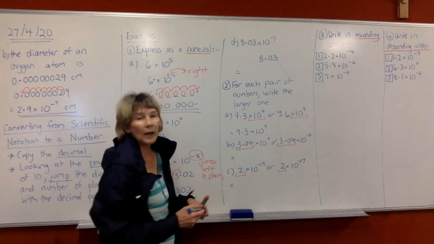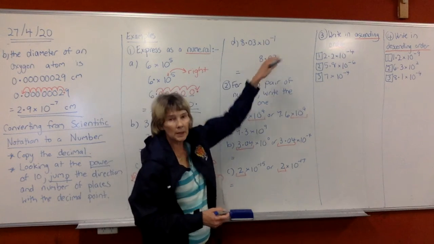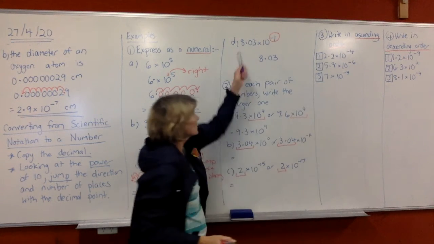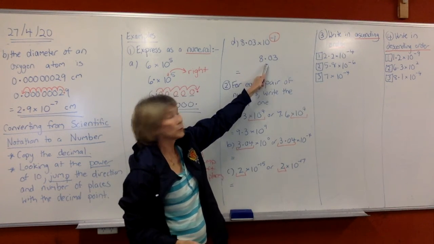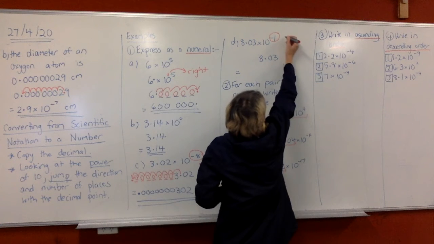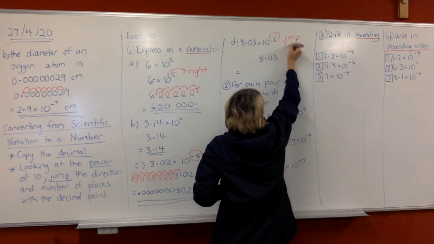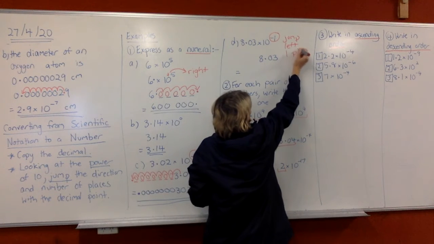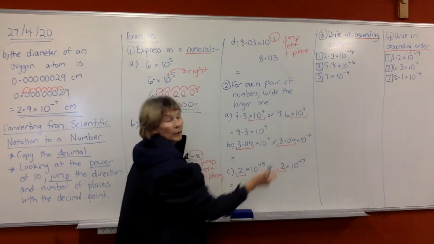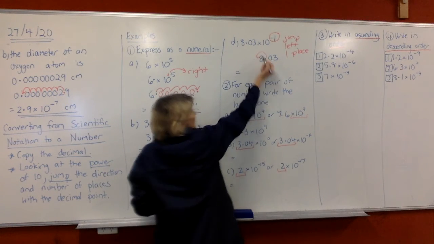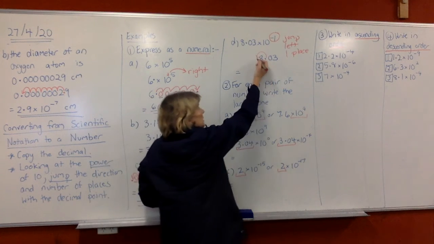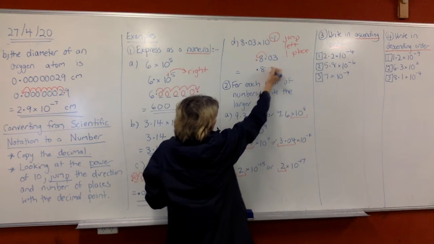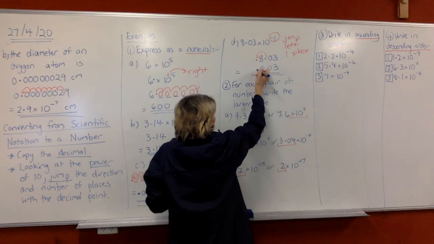Next one. We have 8.03 times 10 to the minus 1. So we're looking up here. Firstly, copy down your decimal, 8.03. This tells you you're jumping left because of the negative sign, 1 place. So off we go. Left, 1 place. So the decimal point is moving into here. So our answer will be 0.803. That's it.